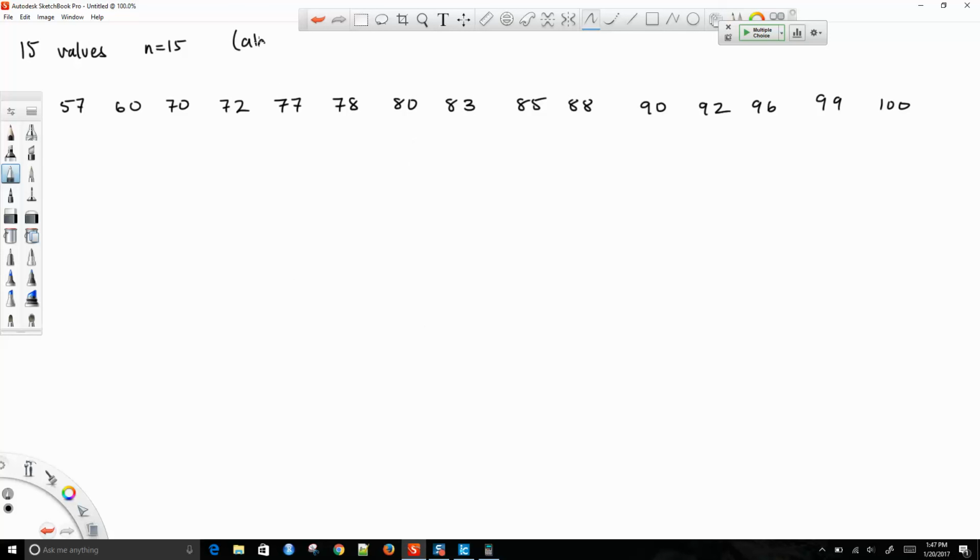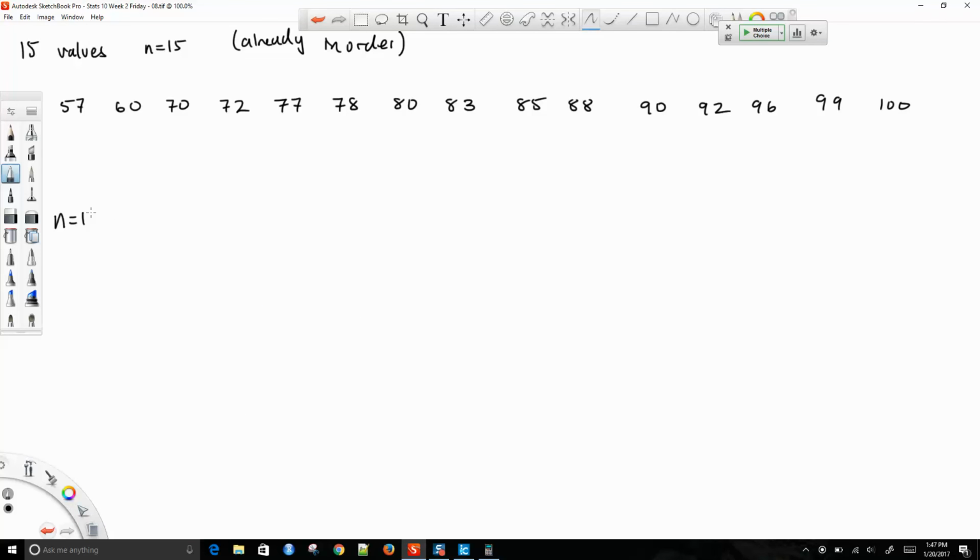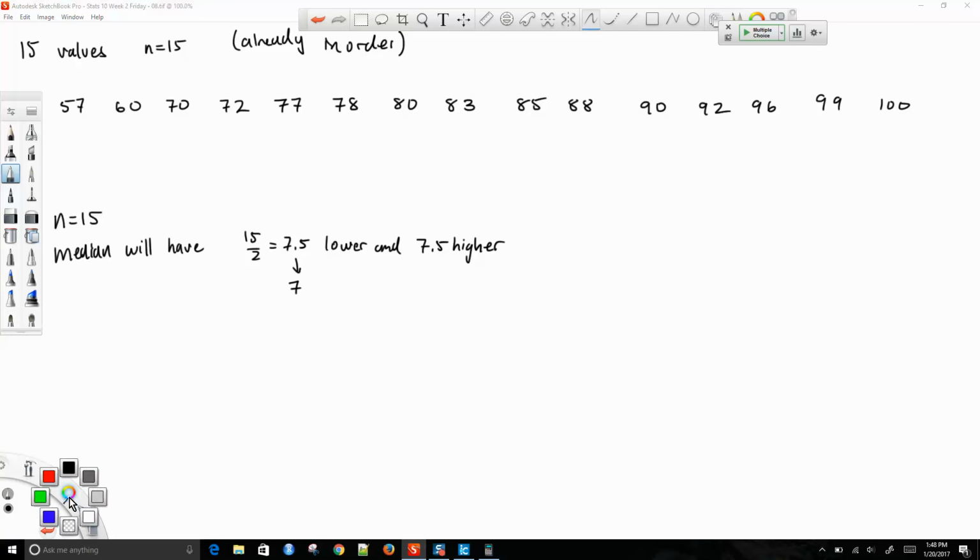Again, very important step that you do not forget. Okay. And so here we have n is equal to 15, and so our median is going to be the spot that divides it in two. If we do 15 over 2, we get 7.5. So we're going to have 7.5 lower and 7.5 higher. Now you can't have 7.5 numbers. So what we do is we take 7.5 and round down to 7. And so I'm going to count 1, 2, 3, 4, 5, 6, 7, and I'm going to draw a line right there.